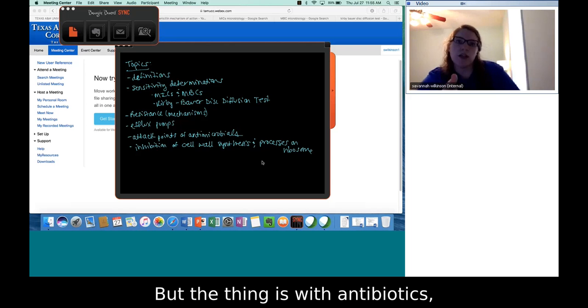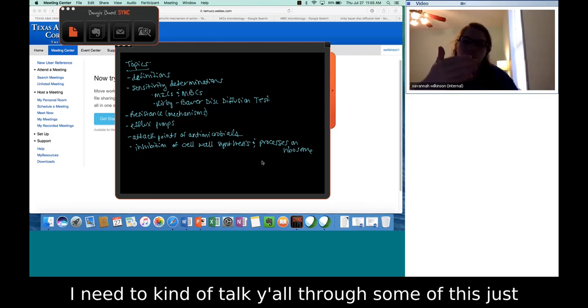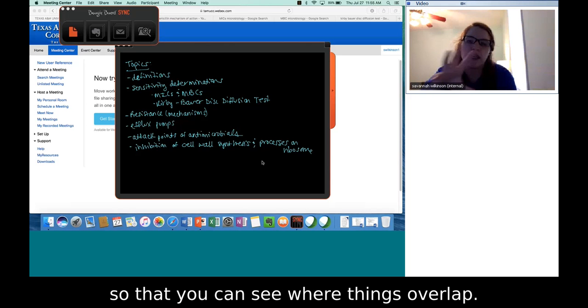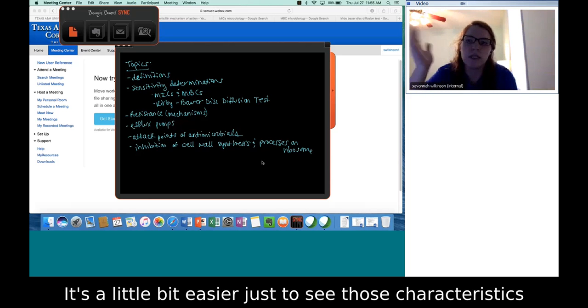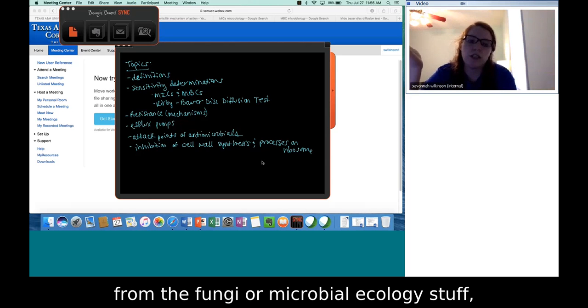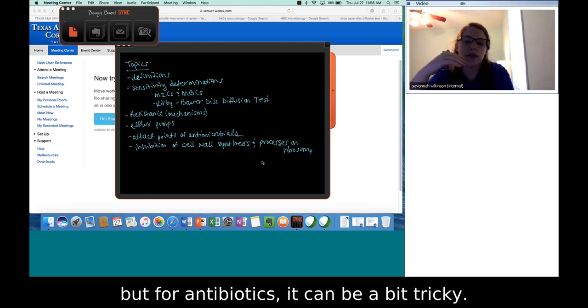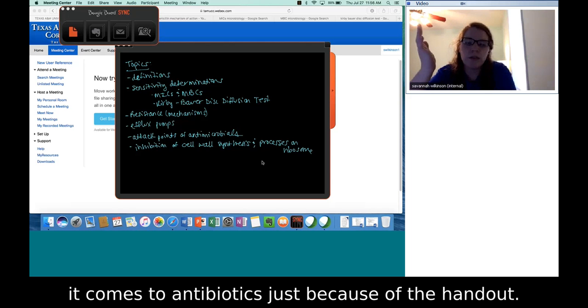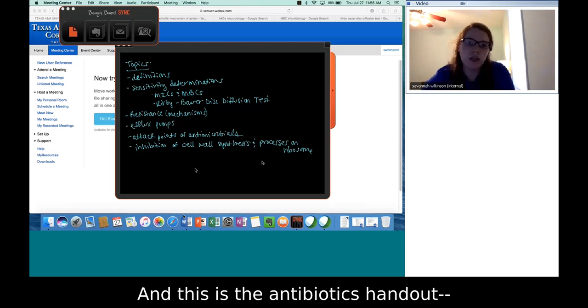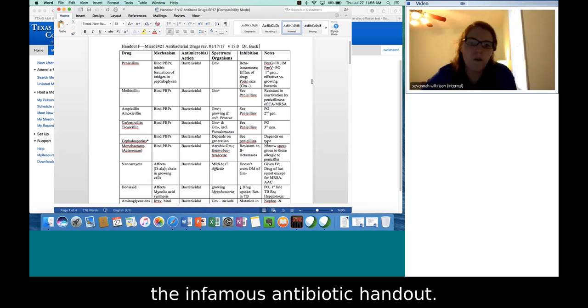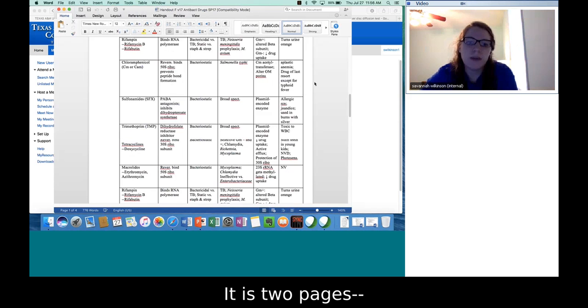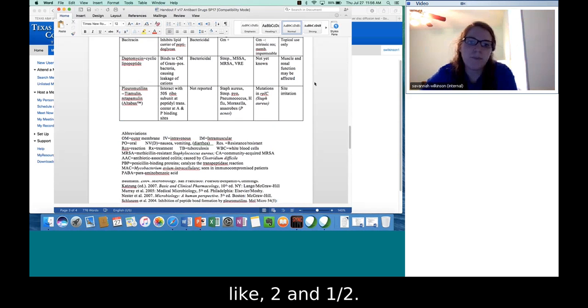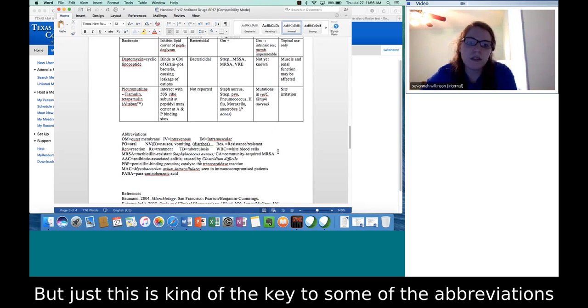the thing is, with antibiotics, I need to kind of talk y'all through some of this just so that you can see where things overlap. It's a little bit easier just to see those characteristics from the fungi or microbial ecology stuff, but for antibiotics it can be a bit tricky, and people kind of freak out whenever it comes to antibiotics just because of the handout, and this is the antibiotics handout, the infamous antibiotic handout. I know it looks like a lot. It is 2 pages or 2.5, but this is kind of the key to some of the abbreviations up here.